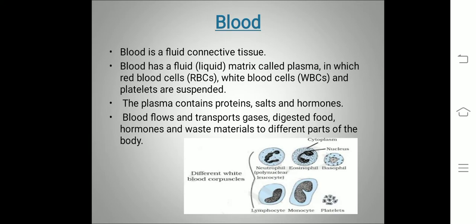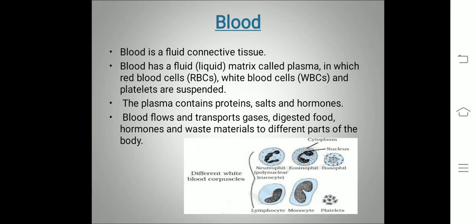Blood. Blood is the fluid connective tissue. Blood has a fluid or liquid matrix which is called plasma, in which various cells are present like RBCs, red blood cells, WBCs, white blood cells, and platelets. The plasma contains proteins, salts, and hormones.